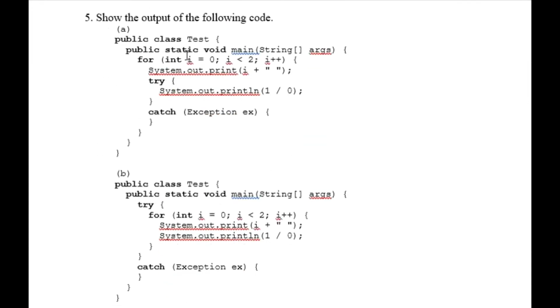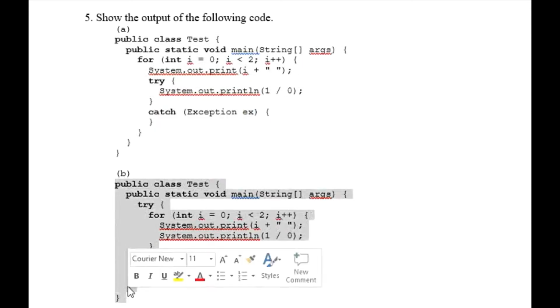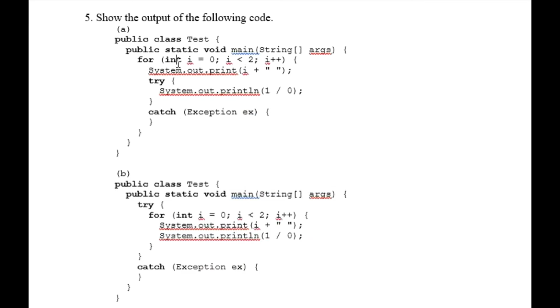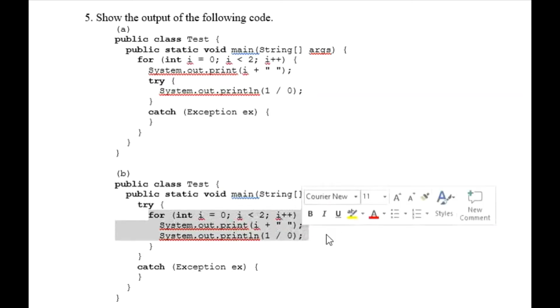Show the output of the following code. Here you have a program. When you look at program A and program B, question A and question B, they look the same, but there is a difference. Can you see here? You have a for loop. Inside the for loop, you have a try catch block, and in the other one, inside the try block, you have the for statement. So that's the difference, and the output will also differ here.